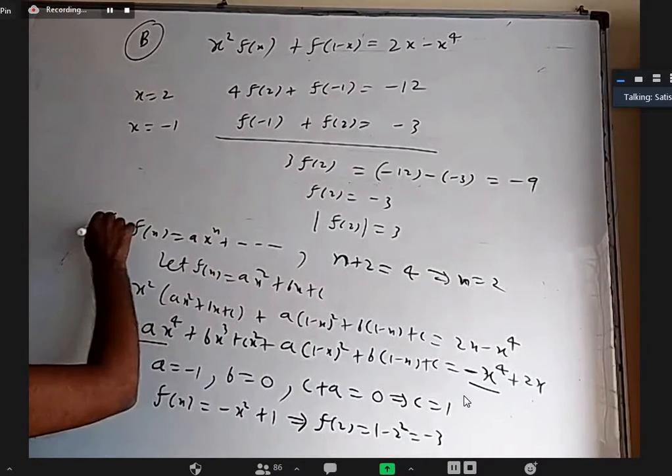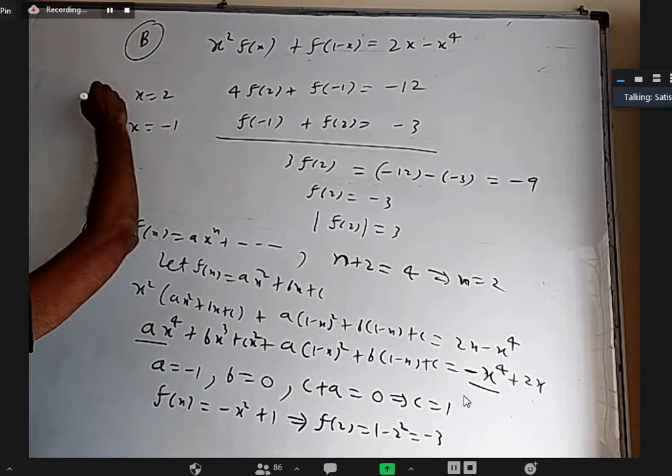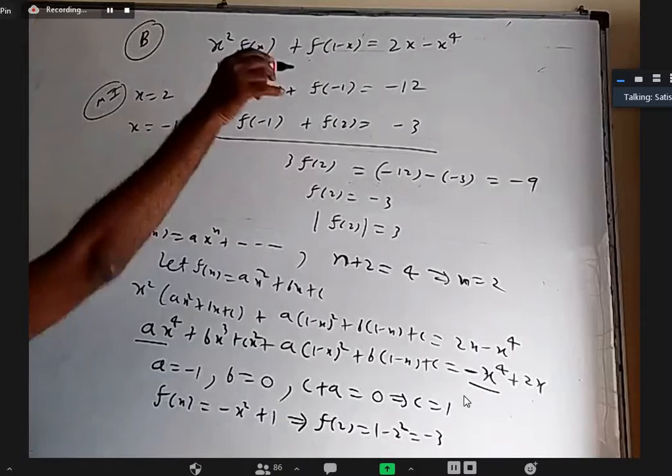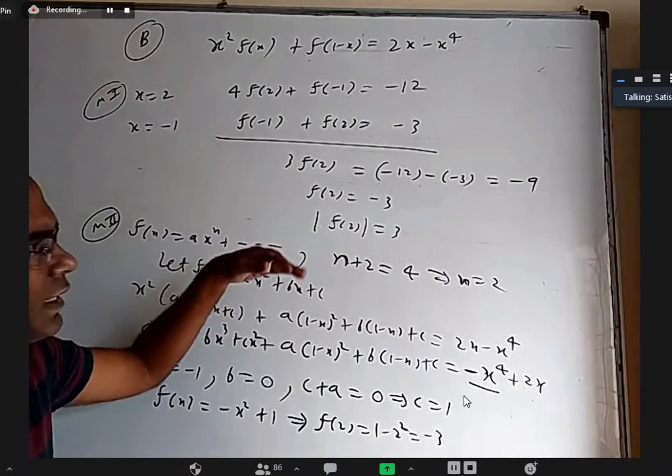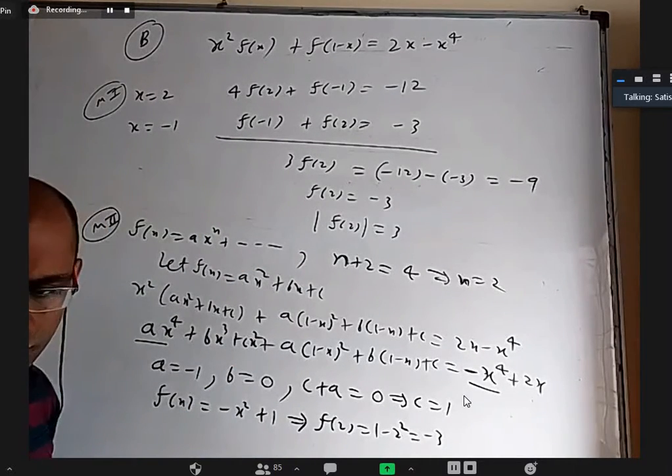So this is method 2, and this is method 1. The other method is almost the same as this, but finding f of x and then putting it in, which we are not doing.